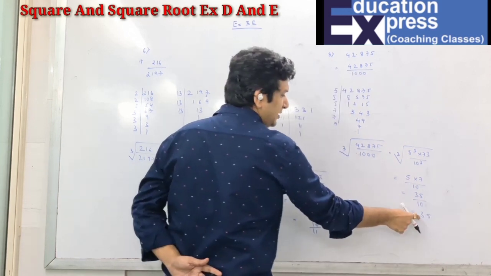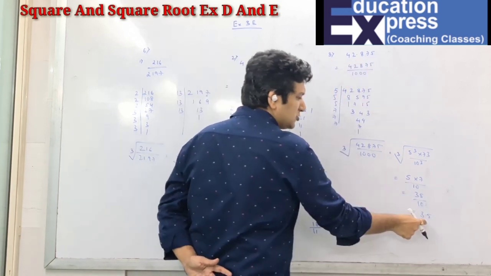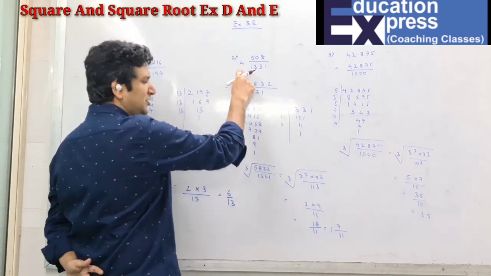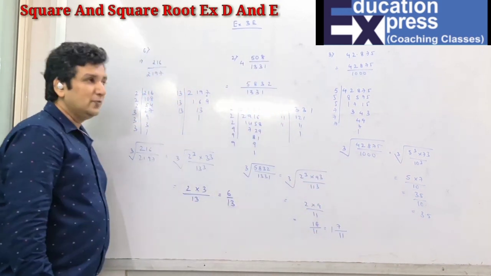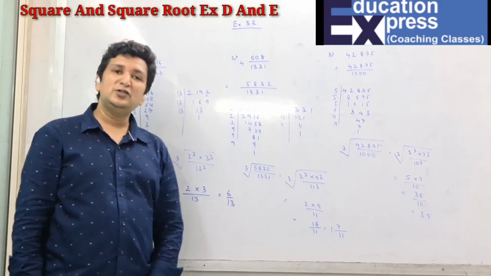The answer is in decimal. The question was in decimal, the answer also is in decimal. Here the question was in mixed fraction, the answer also is in mixed fraction. So by this we have finished your entire chapter number 3.